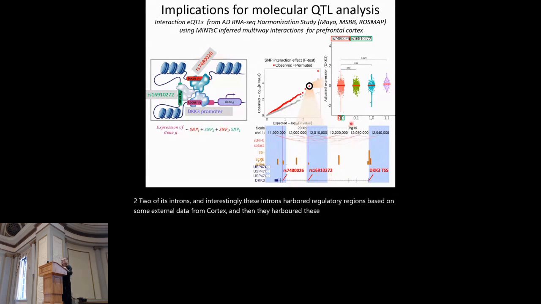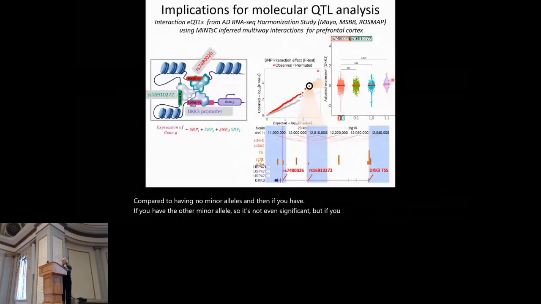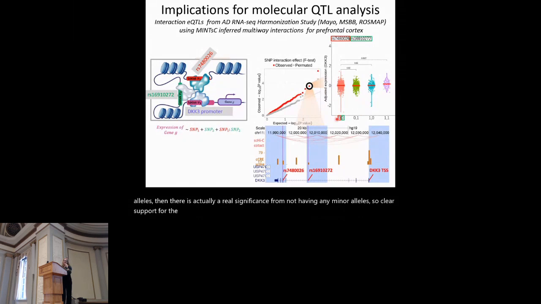When you evaluate what happens to the expression, this is adjusted expression because there are so many other covariates in this study. If you have only the minor allele from one of the SNPs, that's what the expression looks like compared to having no minor alleles. And then if you have the other minor allele, it's not even significant. But if you have both minor alleles, then there's actually a real significance compared to not having any minor alleles. So clear support for the interaction between these two SNPs.